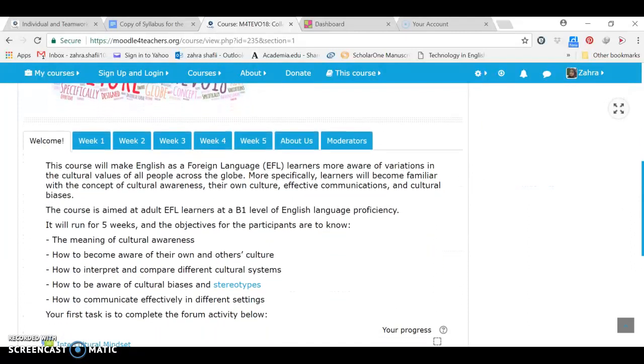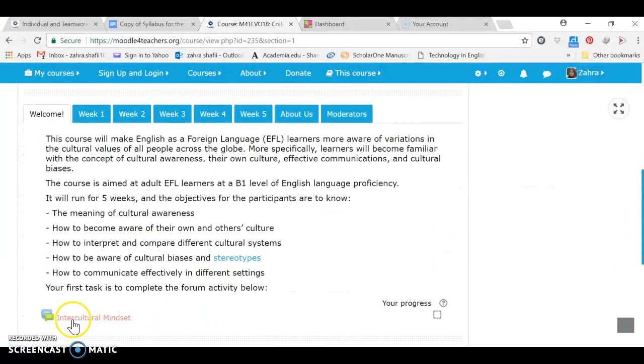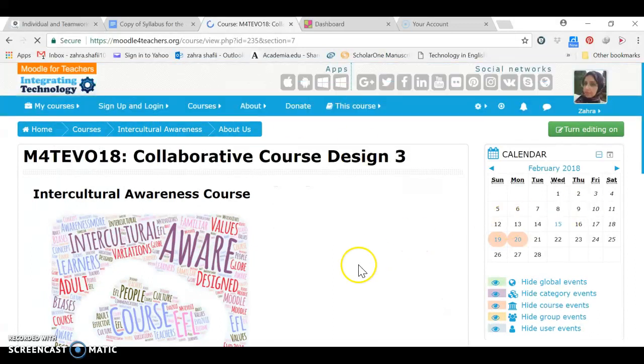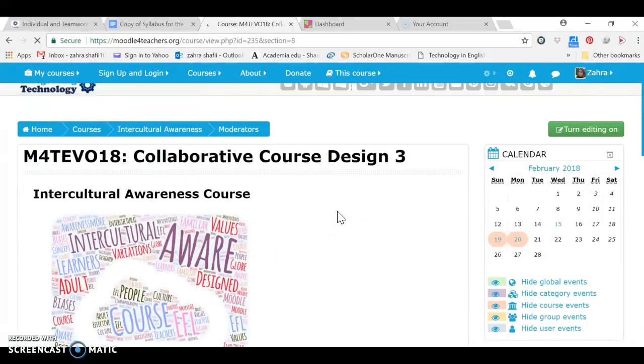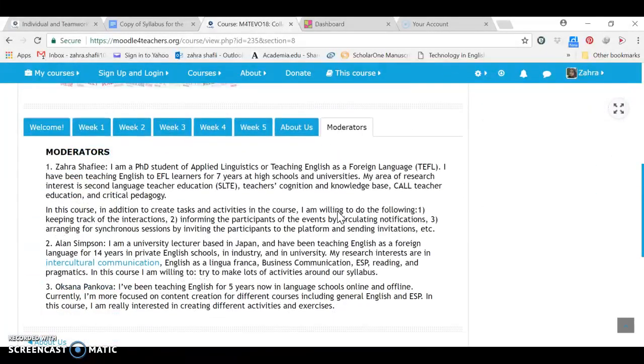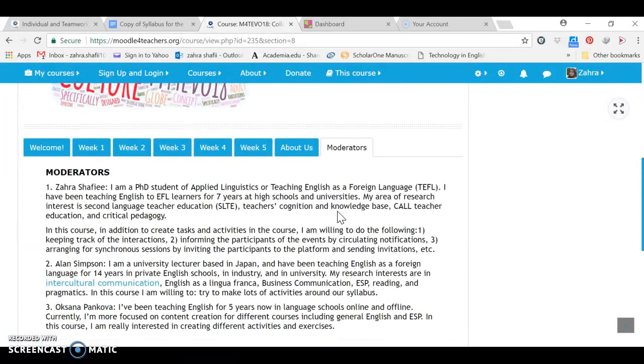Okay, here is the welcome page with a kind of survey or forum for intercultural mindset. And during the 5 weeks, we will go through the objectives I talked about. Then we've got the page about us, in which the syllabus is provided. There's a link to the syllabus, and the page moderators, in which we have introduced ourselves.